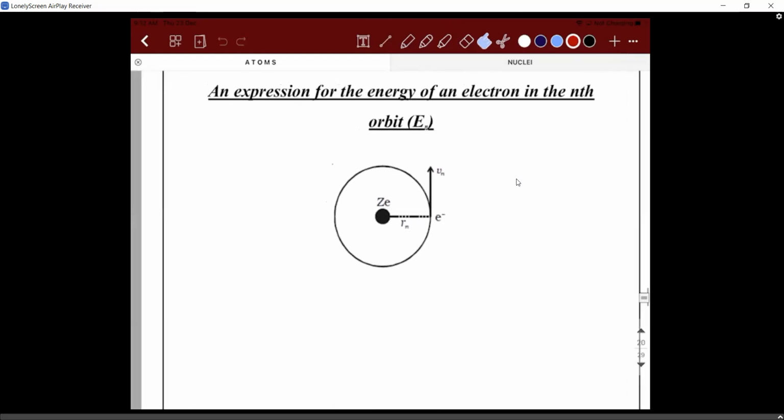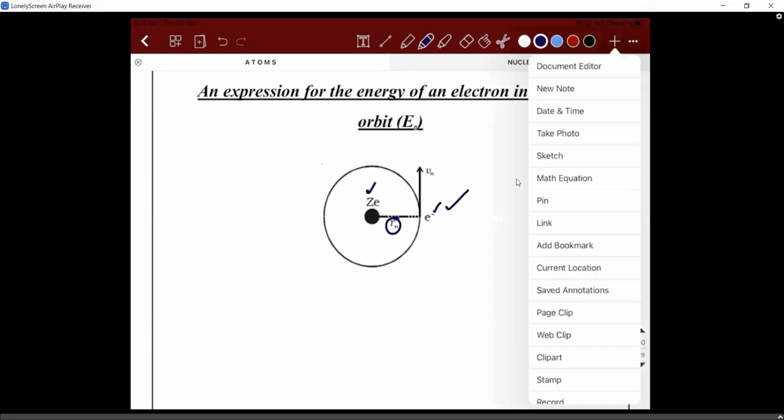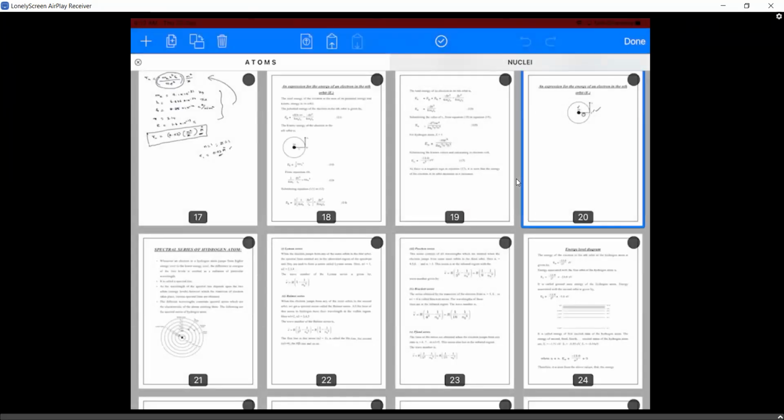Let us consider a scenario like this, where there is an atom and a nucleus which has a charge of Ze, around which there is an electron that is revolving with the velocity of Vn. What does n stand for? The nth orbit, and the radius of the nth orbit is Rn. So if this is the scenario, what is our job? To find the energy of the electron in that particular orbit.